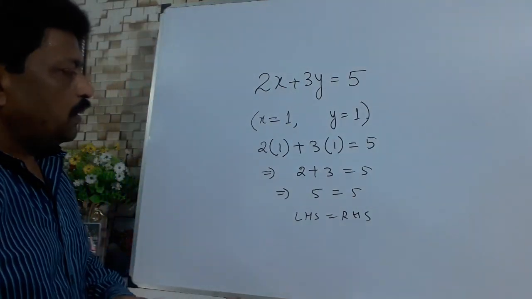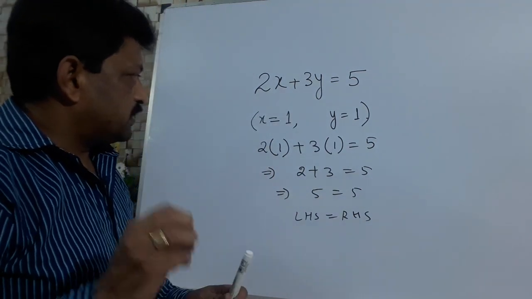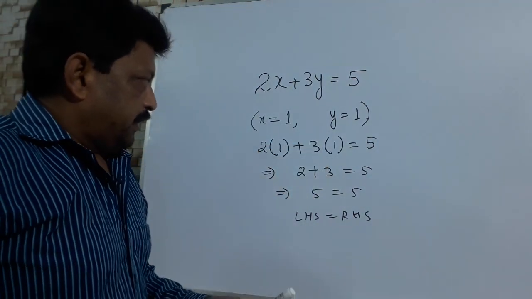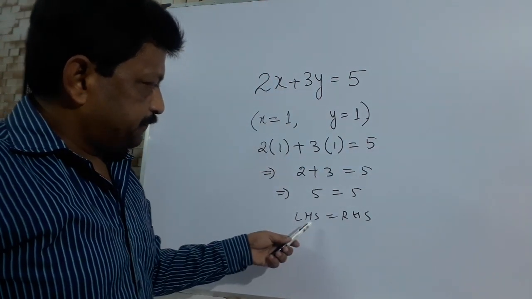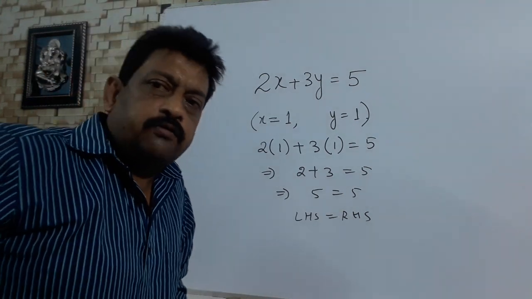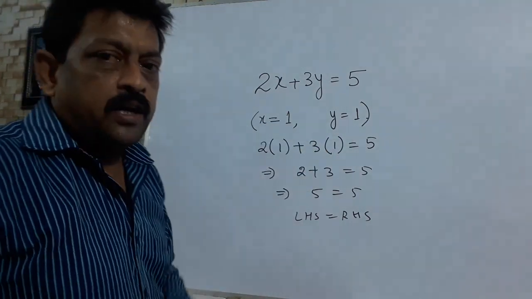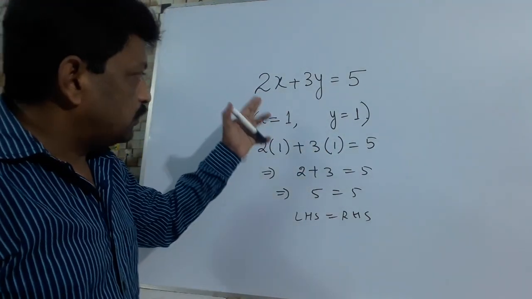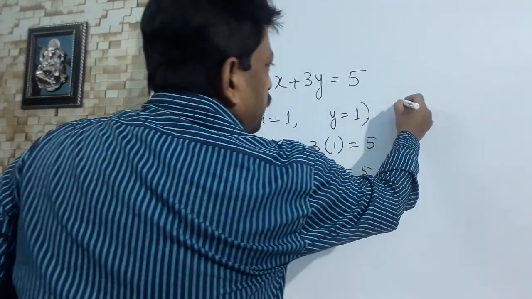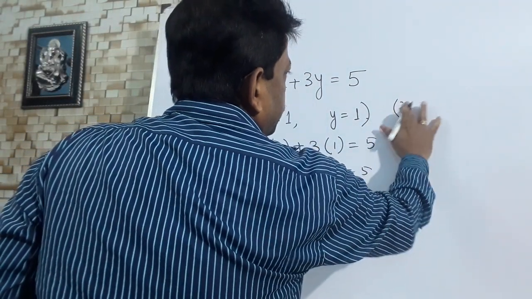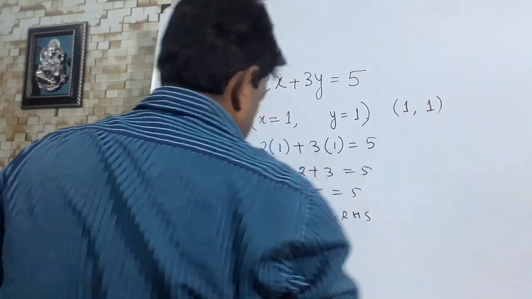Understood? When we replace the values of x and y, that is the variables, with certain constant numbers, and if after calculation, it is found that both the LHS and RHS are equal, then we will say that these values of the variables, that is x and y, are the solution of this linear equation. Okay, so here we have got one solution as (1, 1). It is also written in the form of ordered pair.